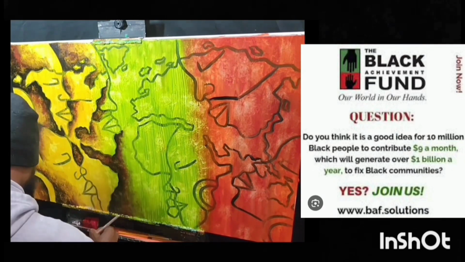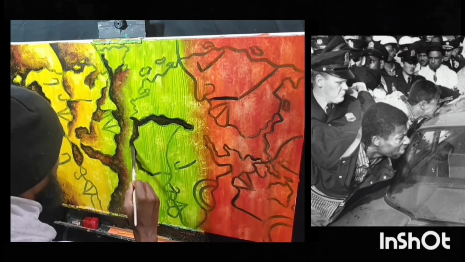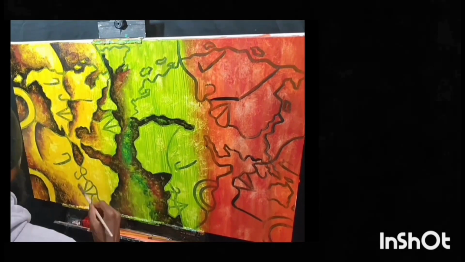The reason this movement was created is because no matter what part of the world we live in, we have been oppressed by a European system that doesn't want African people to unify and be great as a whole.